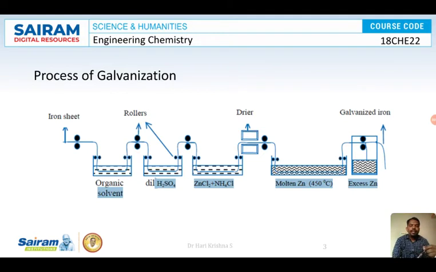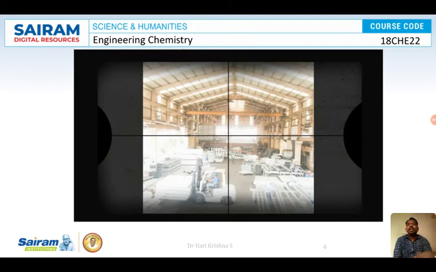Once the excess zinc is removed, the deposition might have pores. So we dip the article in hot water. When you dip the article in hot water, the pores will be closed. Galvanization is usually done industrially.